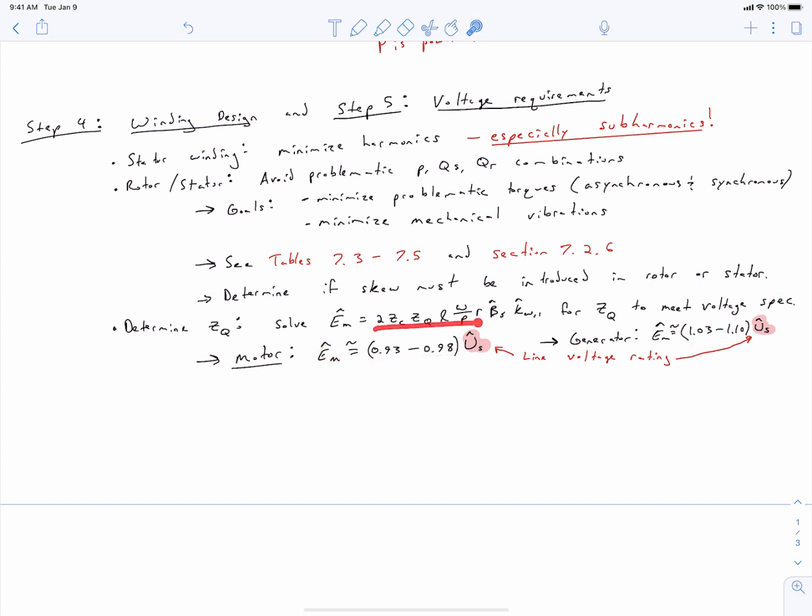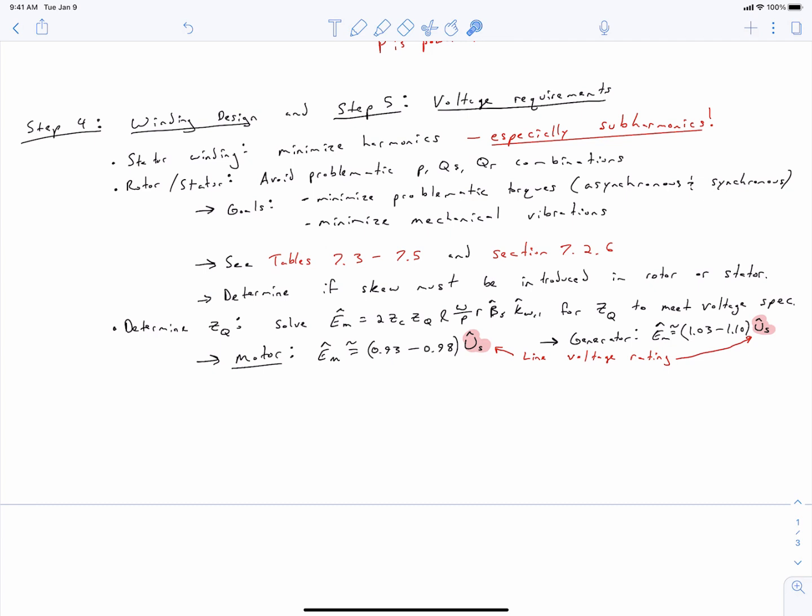And we derived in a previous video how our back EMF relates to our number of series turns per coil, the magnetic loading of our machine, and of course the winding factor. So at this point we know all the quantities in this expression except for ZQ. So we determine EM from these two rules of thumb down here, and then we use this expression here to solve for ZQ.